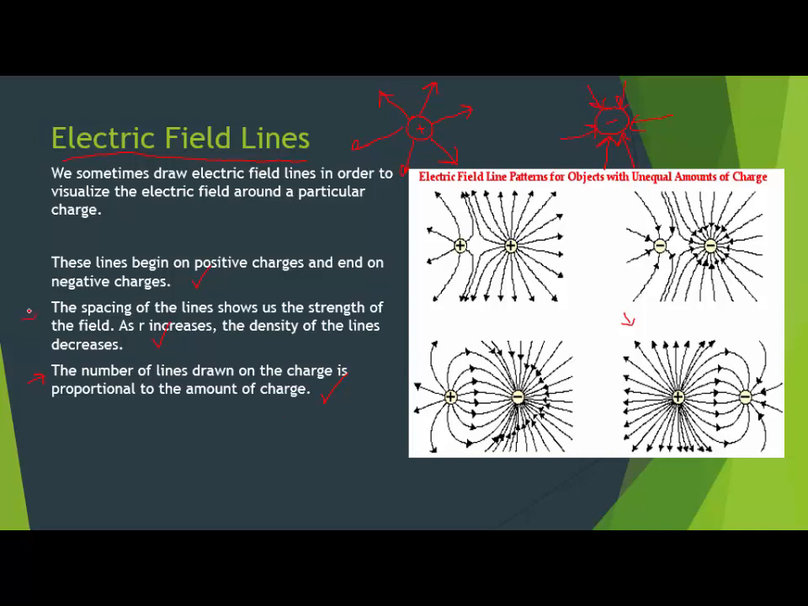Also, the spacing of the lines shows us the strength of the field. These field lines will radiate outward and get farther and farther away from each other as they get farther and farther away from the charge. The strength of the field is inversely proportional to the distance. So the bigger the distance, the smaller the strength of the field. This is very much like your gravitational field idea, that the farther away you get from the planet, the less effect you feel from that planet's gravitational field.